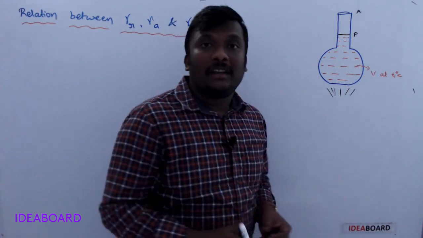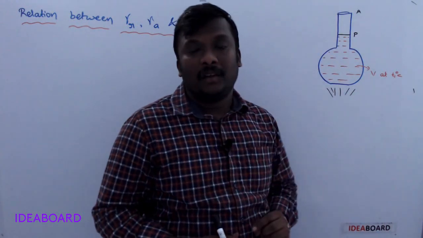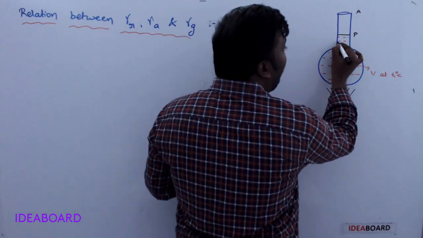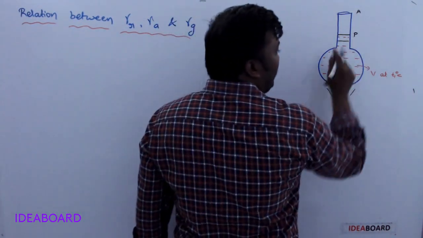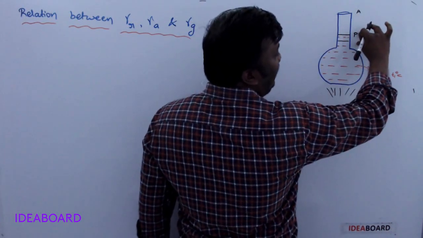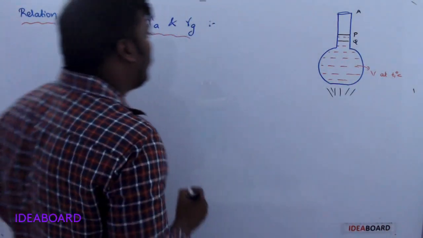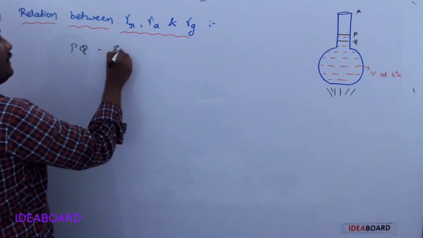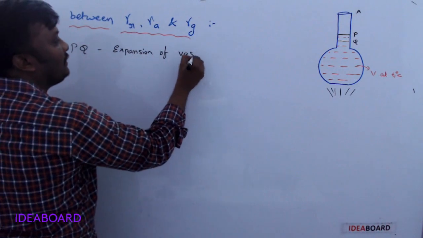Now heat this vessel. If you heat this vessel, what happens? Initially, the vessel expands. Whenever the vessel expands, the level of liquid falls. Because only the vessel's expansion is considered, the level of liquid falls down to Q. So what does PQ represent? PQ indicates the expansion of the vessel.